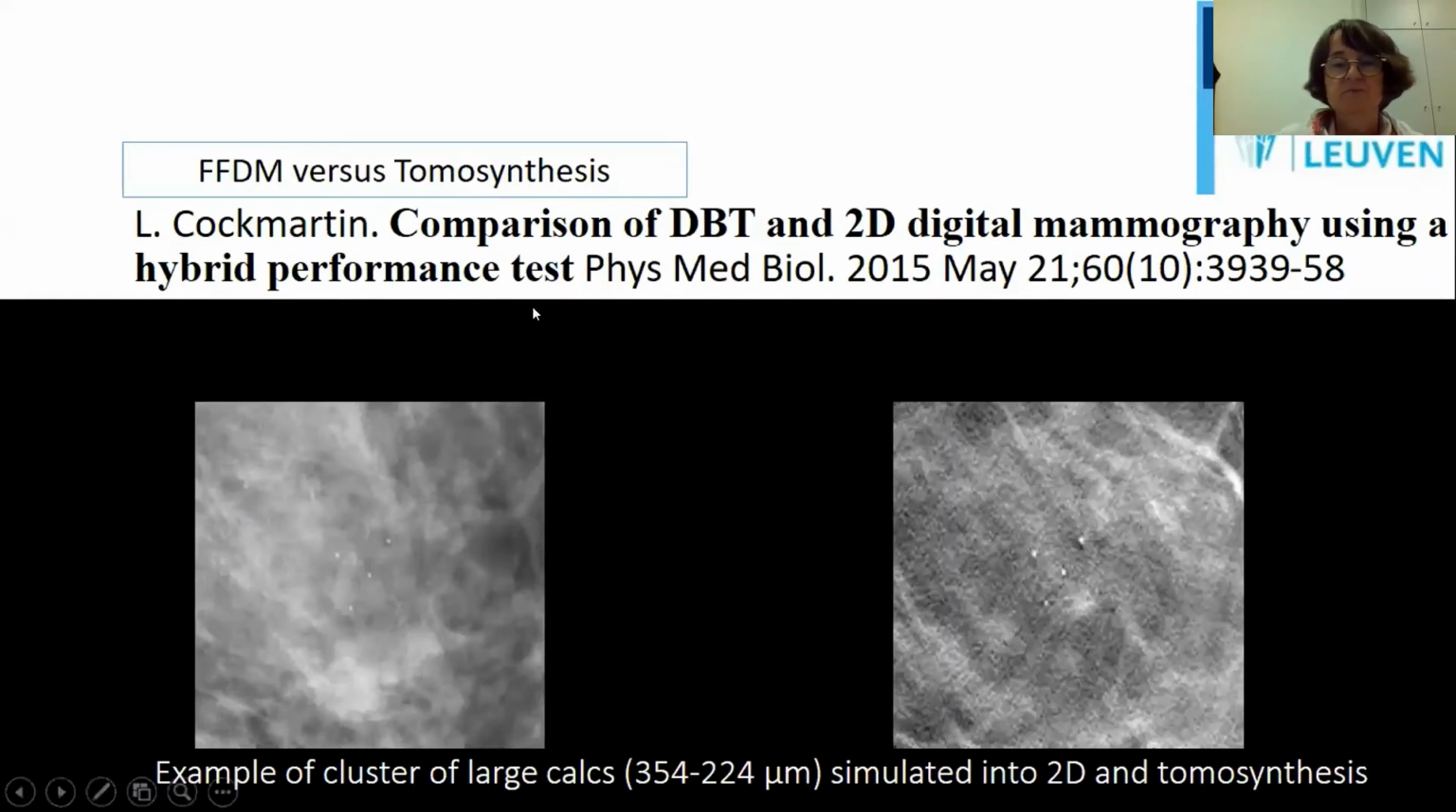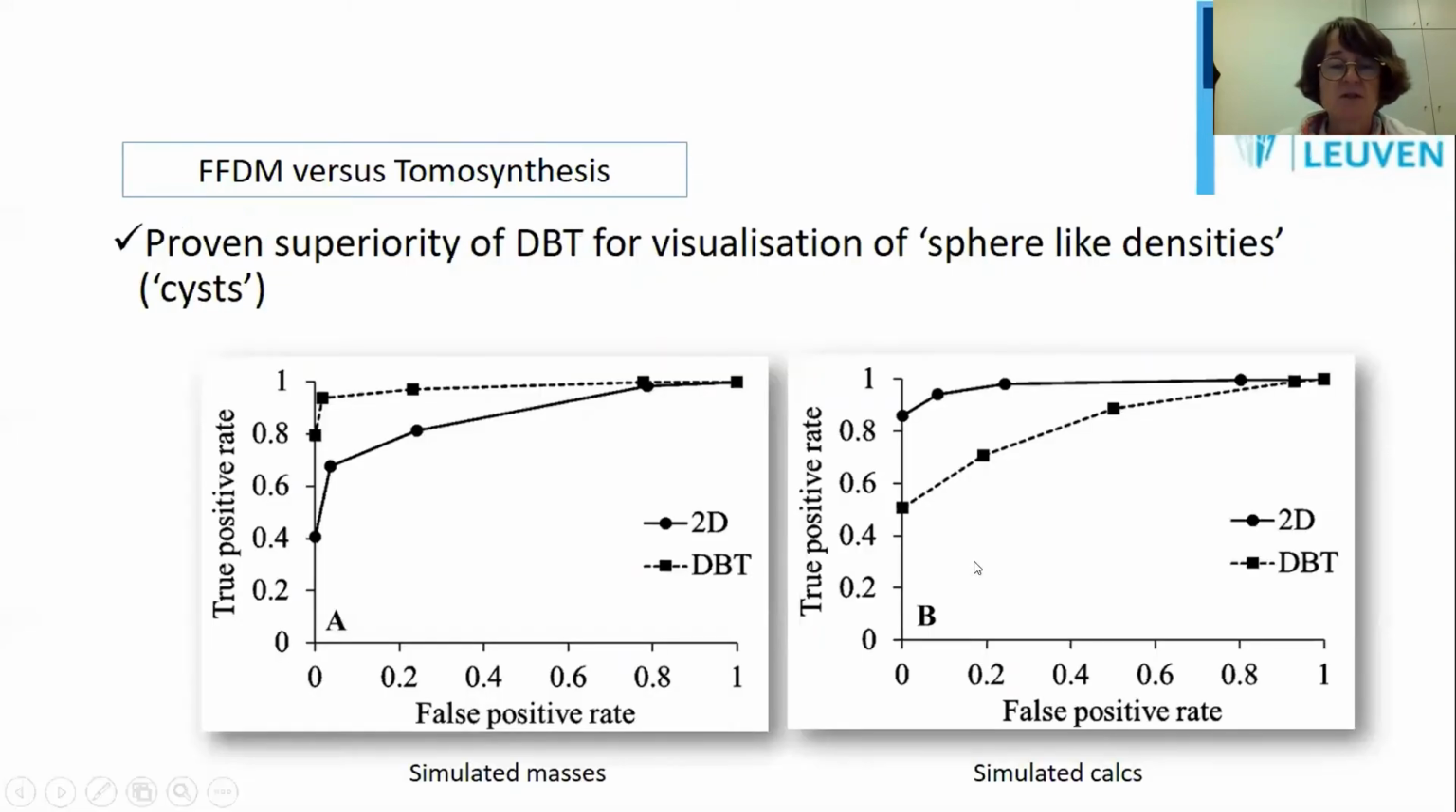Here we are showing another virtual clinical trial study in which the same type of calcifications, you see here calcifications ordered in groups of 5, are simulated into 2D mammography and into digital breast tomosynthesis. And here are the results at the left for the masses and to the right for the calcs. We see here the scores of the 2D mammography versus the tomosynthesis, and a higher curve means a better situation. So we see DBT outperforming for the simulated masses and 2D outperforming for the calcifications.